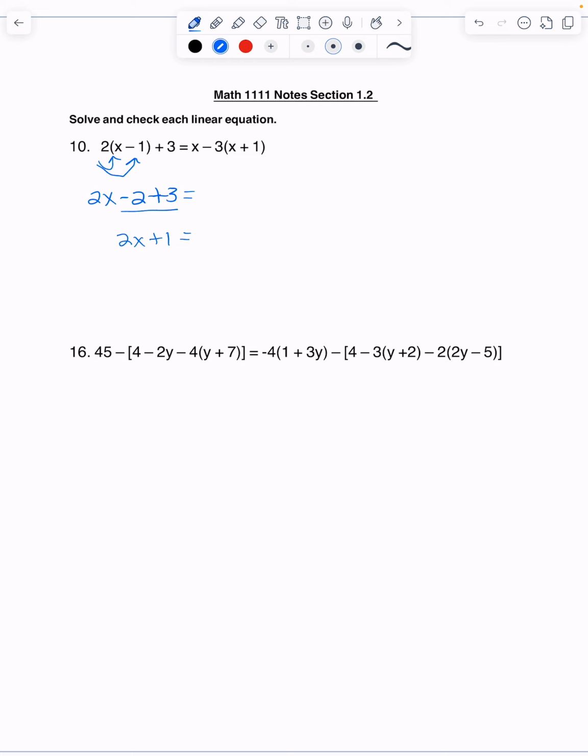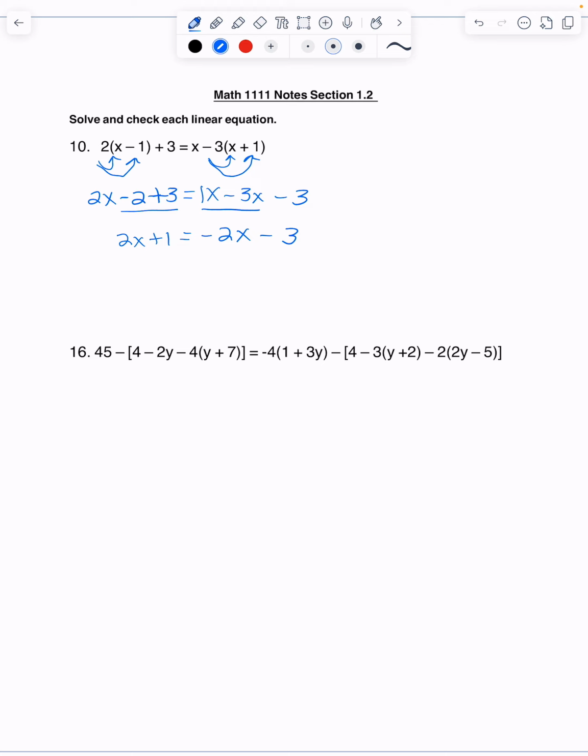Again, I can't simplify inside the parentheses, so I'm going to distribute. This time I'm distributing a negative 3. So negative 3 times x is negative 3x. Be sure to carry that sign. A negative 3 distributed to a positive 1 is negative 3. So if I add a 1x and a negative 3x, those are like terms. That gives me minus 2x. I still have a negative 3 left on that side.